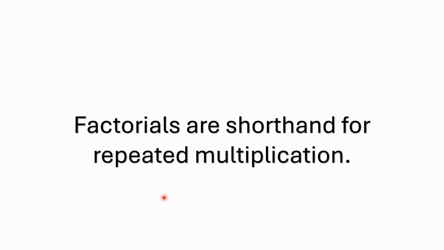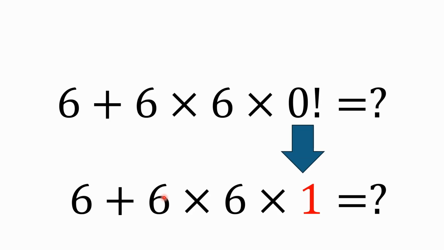So again, like I said, factorials are shorthand for repeated multiplication. All right? And we said that 0 factorial is equal to 1. So what we really have is 6 plus 6 times 1. And what does that equal? Well, believe it or not, a lot of people get to this point and they still don't get it right.